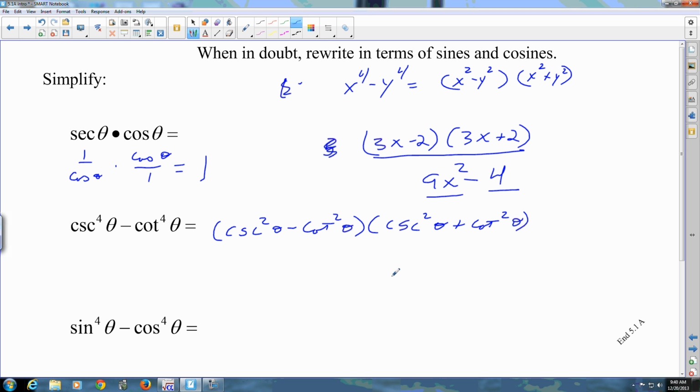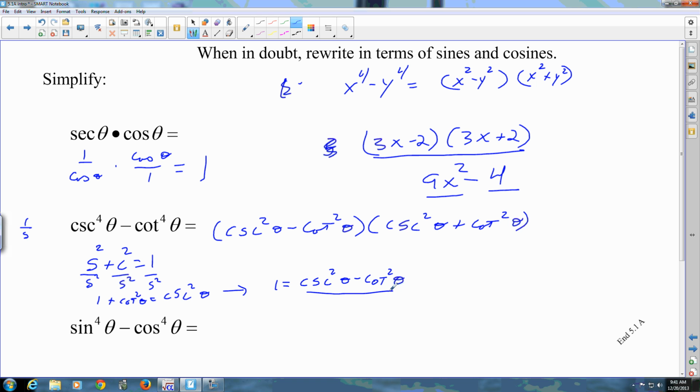Okay? Now, go back to your identities. Sine squared plus cosine squared is 1. I got a cosecant. Cosecant is 1 over sine. Okay? If you divide both sides by sine squared, you get 1 plus cotangent squared is equal to cosecant squared. I've got a cosecant squared minus a cotangent squared. So if you pull this to the other side, this becomes 1 is equal to cosecant squared theta minus cotangent squared theta.